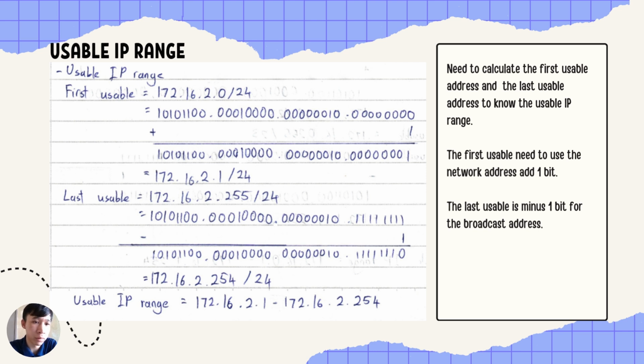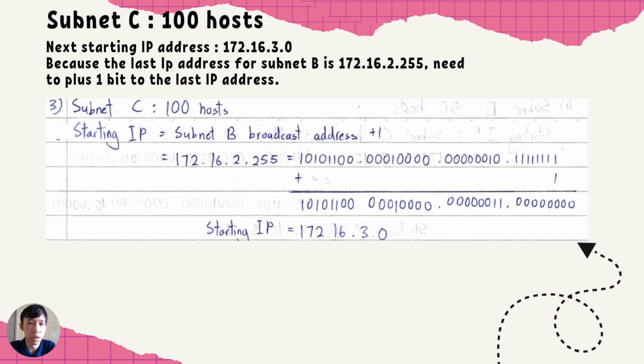And for the usable IP range, we need to use the network address, convert it into binary and add 1 bit to it, and we will get the first usable IP address. And for the last usable IP address, we need to use the broadcast address and subtract 1 bit, and we will get the usable IP range, that is 172.16.2.1 until 172.16.2.254, and that's for the subnet B calculation.